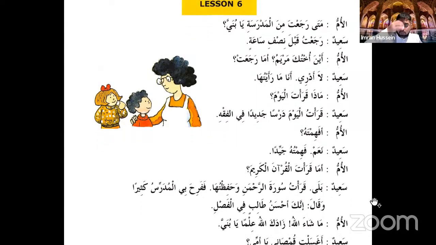So ra'aytu is I, ra'ayna is we. So ra'aytuha, I did not see her. Correct. Continue.